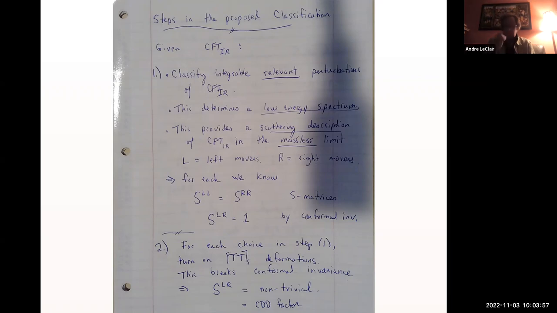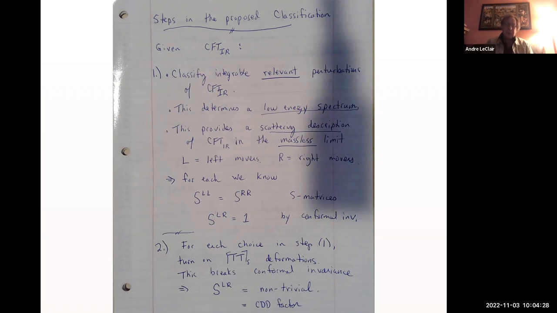And we're going to use this notation. A lot of this talk is connected with the Zamolodchikovs. The Zamolodchikov brothers wrote a very interesting paper a long time ago about massless scattering. And essentially, this is an important tool in what we do. So big L we refer to left movers, big R to right movers.